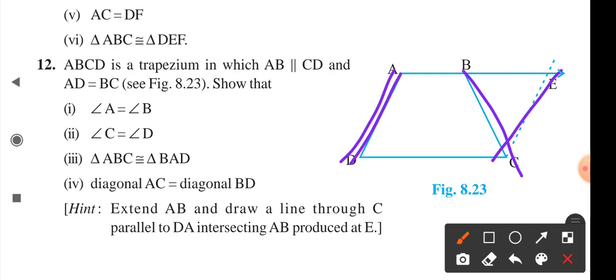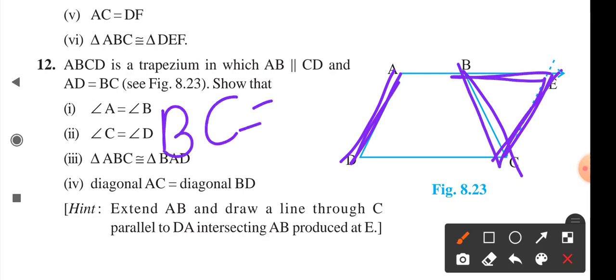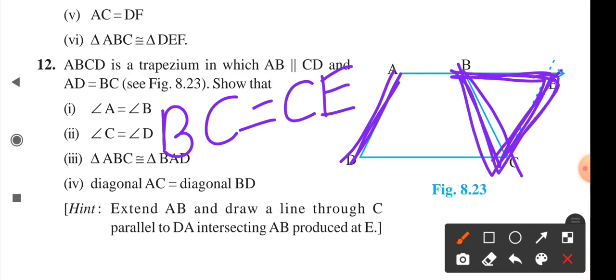So from equation 1 and 2, which I have written earlier, you can say that in triangle BCE, we can write that BC equal to CE. Hence, BEC is an isosceles triangle.